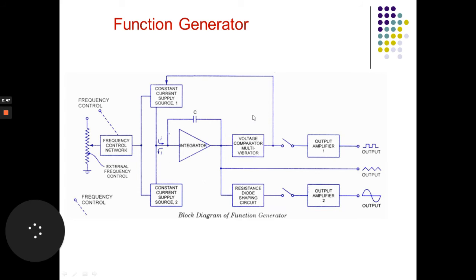Now once this slope increases to a determined level or the threshold, the lower current source will get switched on, whereas the upper current source will get switched off. Likewise, the slope of the integrator will now decrease, and when the output reaches the desired lower threshold level, the lower constant current source will again get switched off and the upper current source will be on. So the output of the integrator will be a triangular wave.